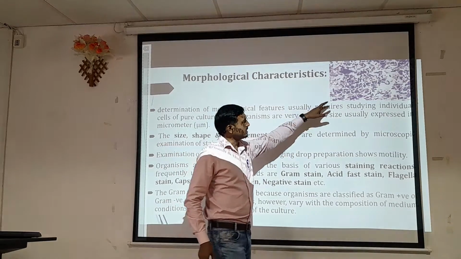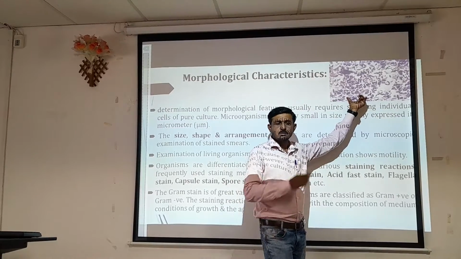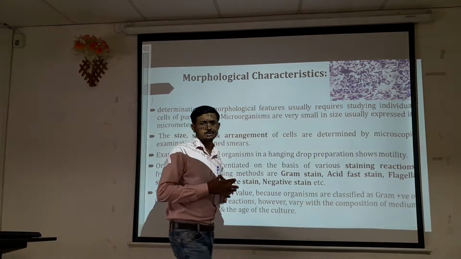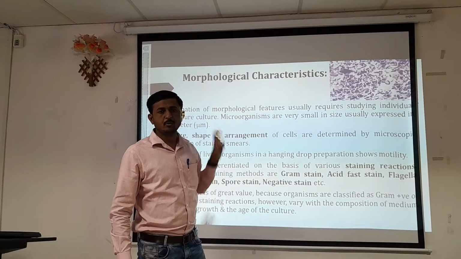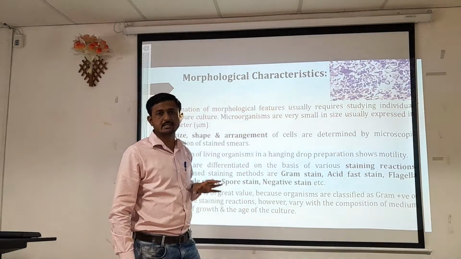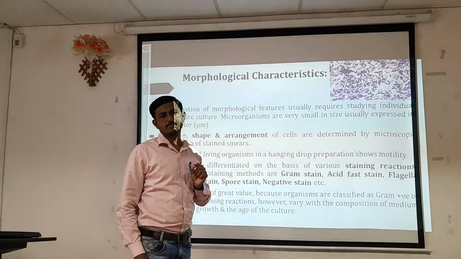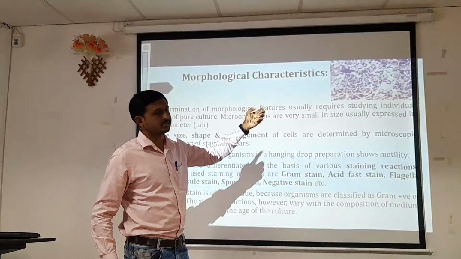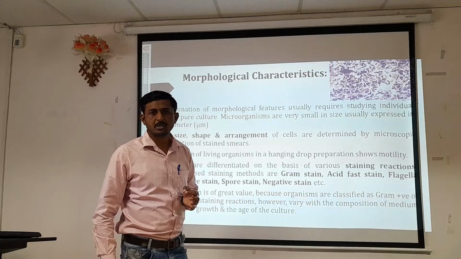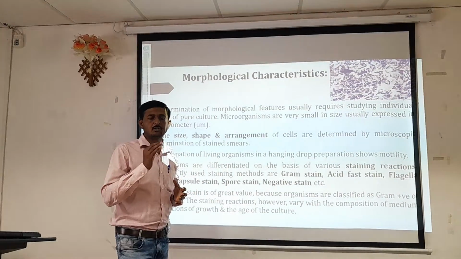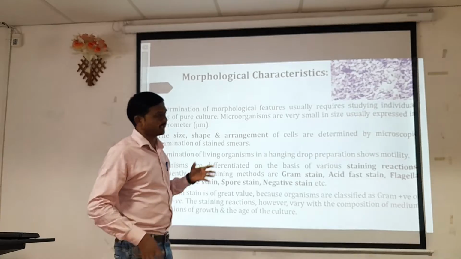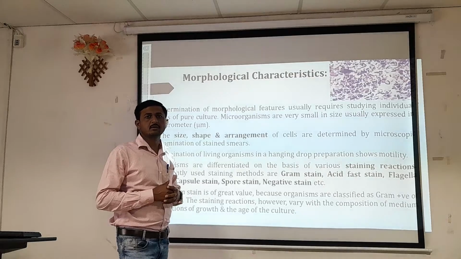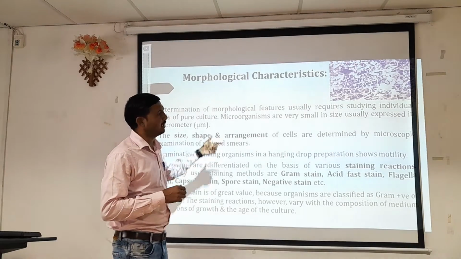In this diagram we can see some cells are blue while some are pinkish. The staining procedure is somewhat different, but it is a pure type of culture. Only bacillus type of cells can be observed, so only one type of cell is present. That culture is called a pure culture. After the staining procedure, we can say the culture is pure if only one type of cell is present, whether gram positive or gram negative. For observing morphological characteristics, we also need a pure culture.